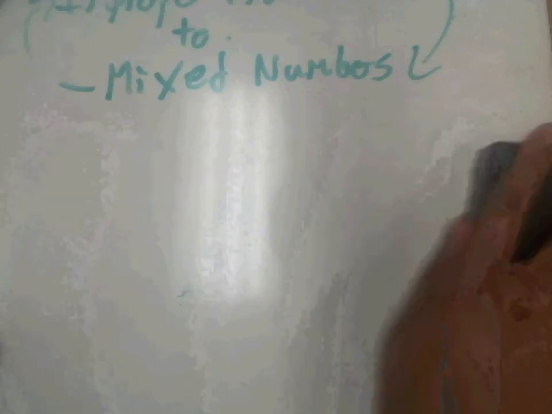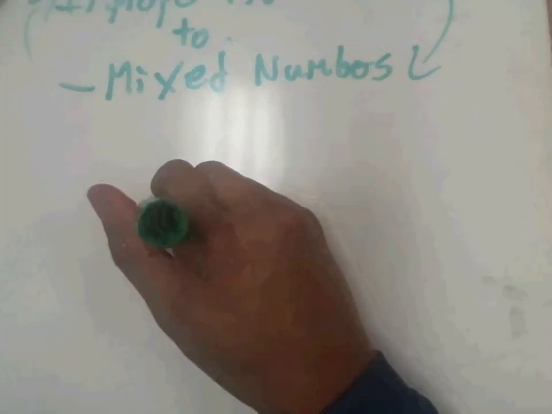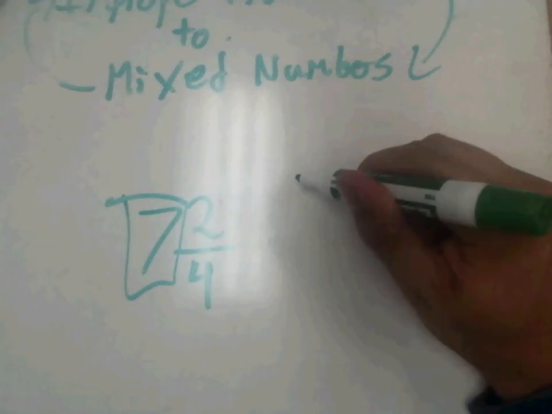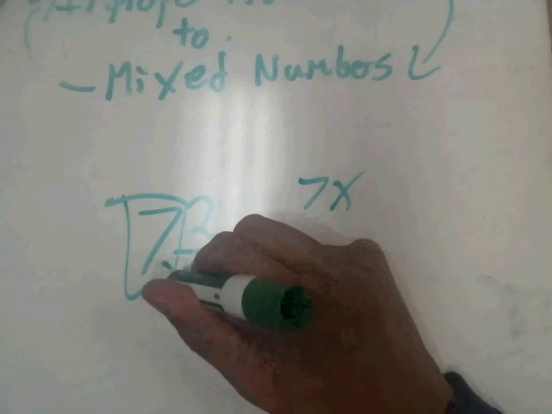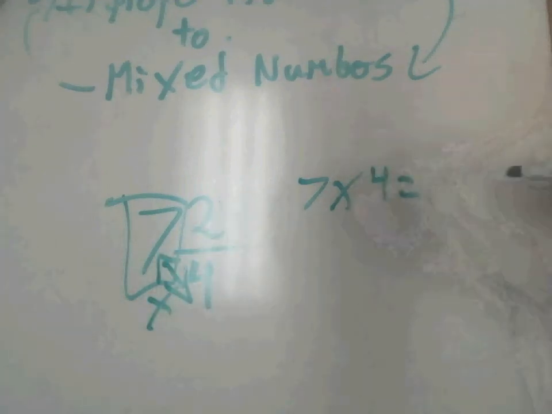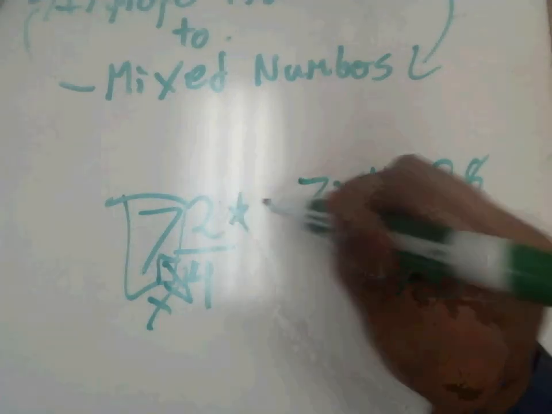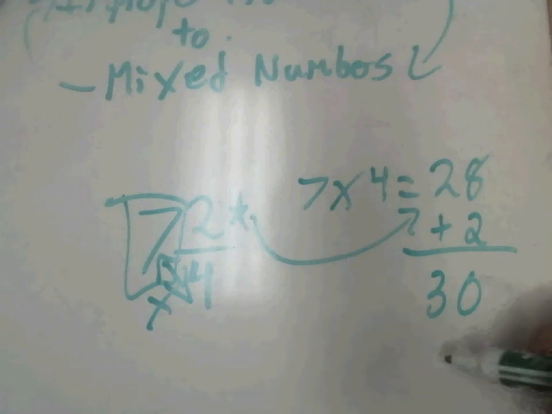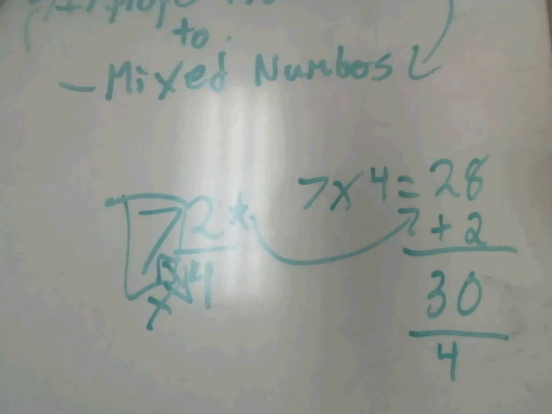Okay, so let's try one more, and then I think we'll be all set. So if we have 7 and 2/4, we take our whole number and we multiply it by our denominator. 7 times 4 equals 28. We are then going to add our numerator here, and that's going to be 30. And then just as in the other problem, our denominator is going to stay the same. So 7 and 2/4 will turn into 30/4 as an improper fraction.